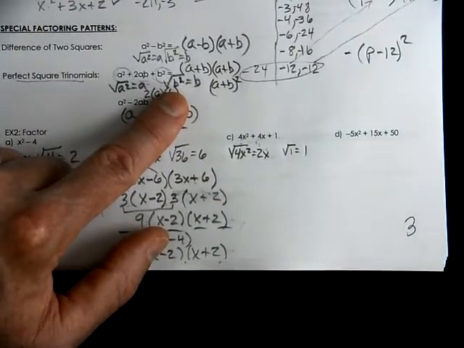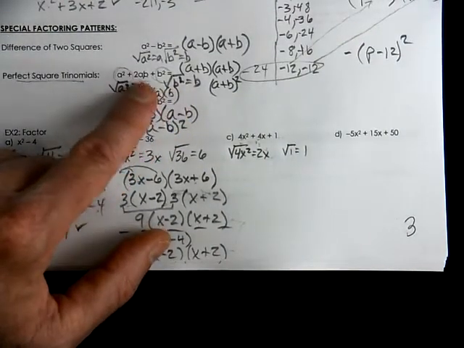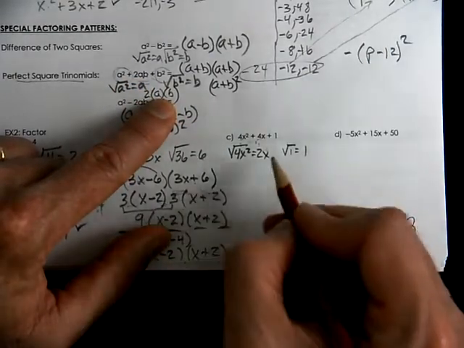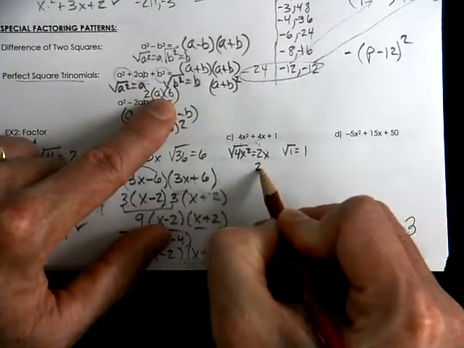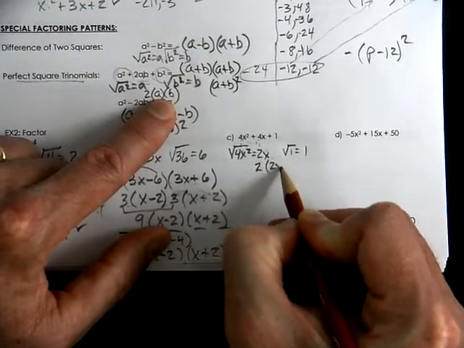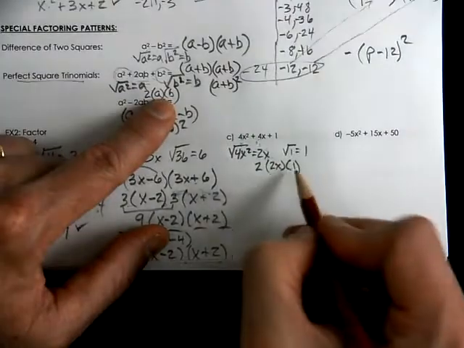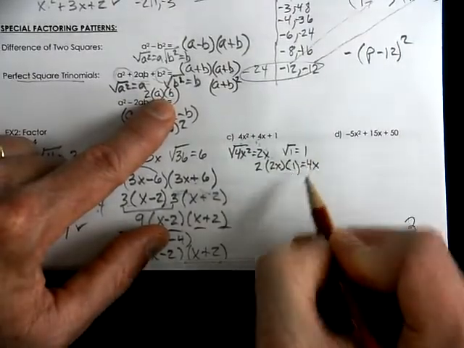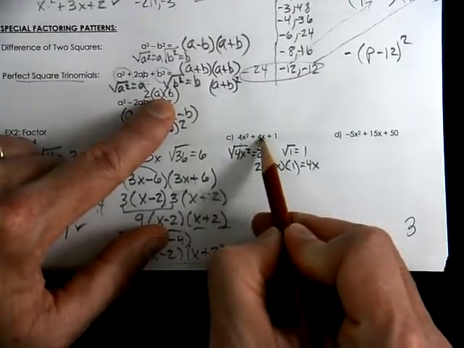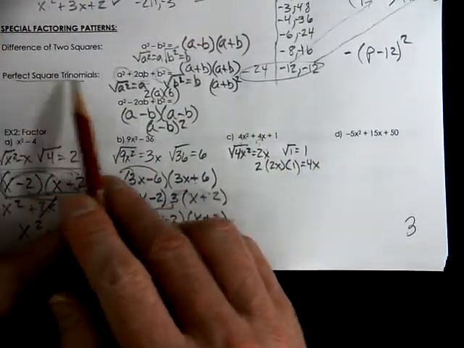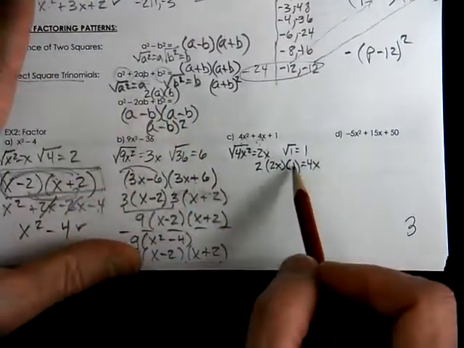Square root of 1 is 1. And is the middle term 2 times those two put together? 2 times 2x times 1. Yep. That gives me 4x. And yes, it is. So this is following a perfect square trinomial pattern.